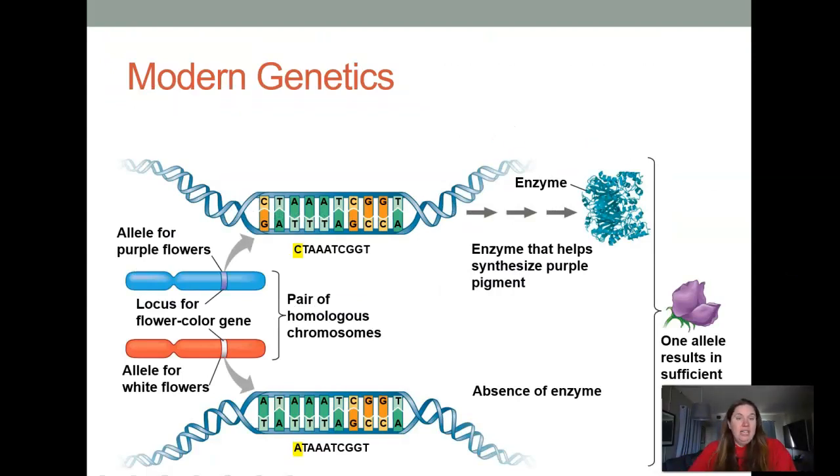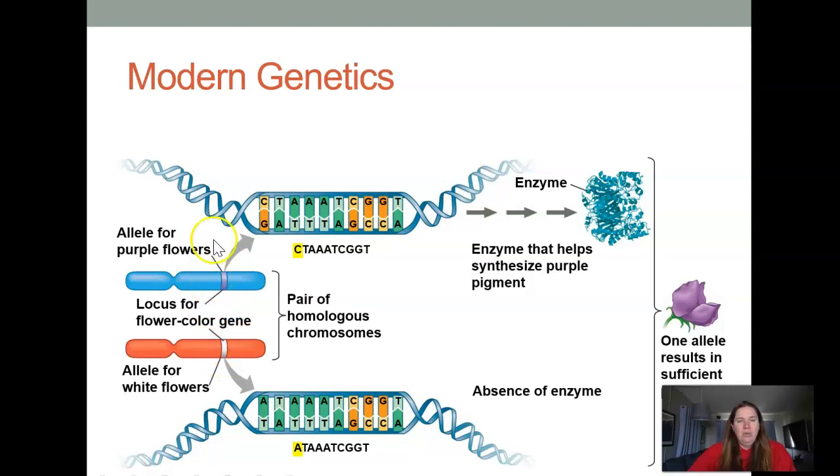So this slide actually summarizes pretty much everything that we'll be talking about in Unit 3. Modern genetics is really talking about how alleles work together. So right here, these are our chromosomes. We have 2 homologous chromosomes, one from dad, one from mom. Our alleles are found on a specific location or locus on each of those chromosomes.